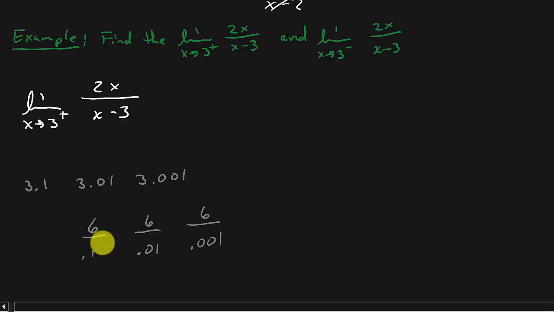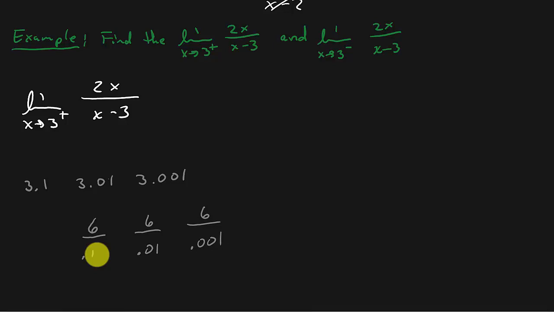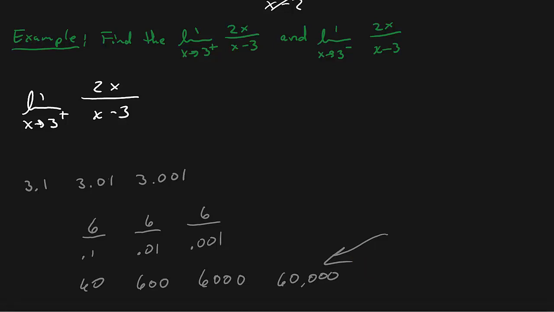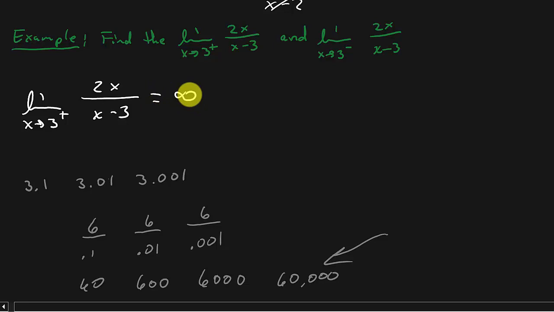So do you see what's happening here? 6 divided by 0.1 is going to give me 60. The next is going to give me 600, then 6,000, and so on. And as I go to 3.0001, my next one would probably be 60,000, and so on. So as I'm getting closer and closer to 3 from the right-hand side, you can see that these y values are just getting really, really big. So this limit, we would say, is going to infinity.